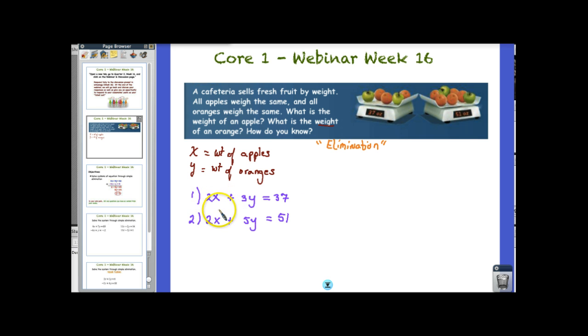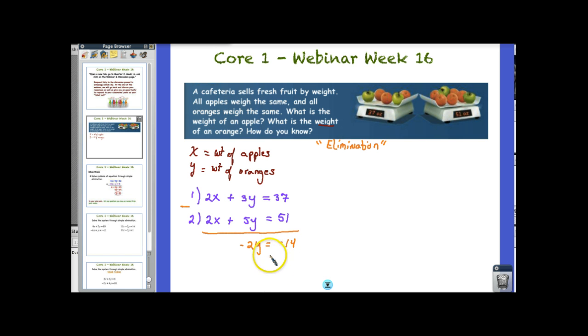Well, if I take 2x minus 2x, my x's will go away. So I think I'm going to subtract. But again, I can choose to add these two equations together, or I can choose to subtract. And in this case, I'm going to subtract. So I have 2x minus 2x. My x's are gone. Now I have 3y minus 5y. That gives me a negative 2y. And then 37 minus 51, I think that's a negative 14, if I did my mental math correctly.